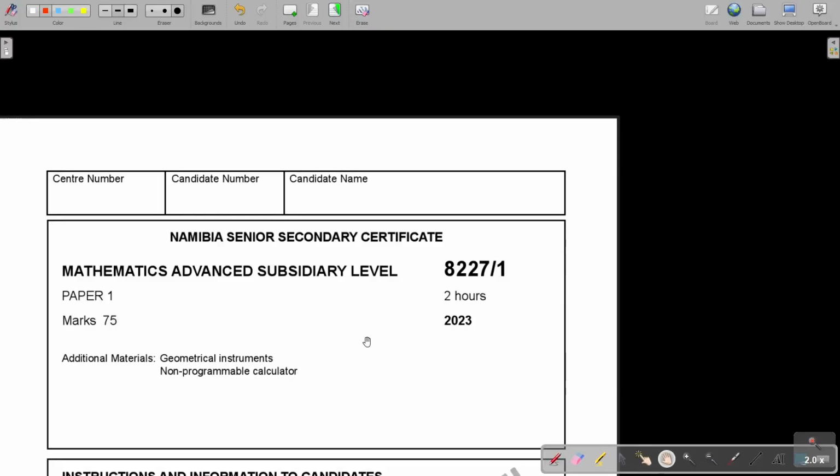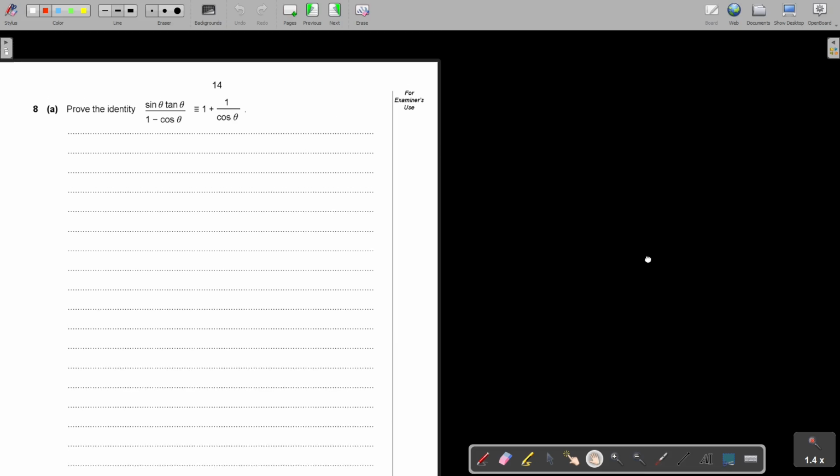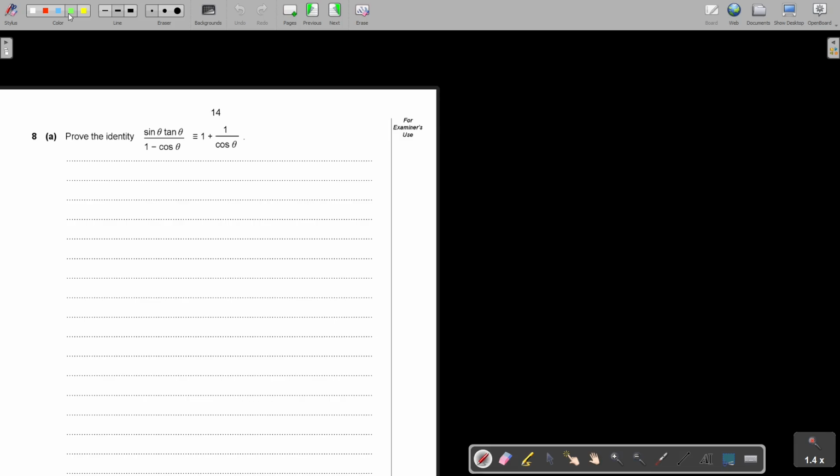Mathematics, Advanced Subsidiary Level, Paper 1, 2023, Part 5. Question number 8. Prove the identity sin theta tan theta over 1 minus cos theta is equal to 1 plus 1 over cos theta. Okay. This you will find in chapter 4, trigonometry.